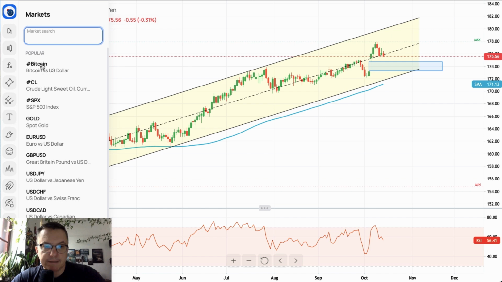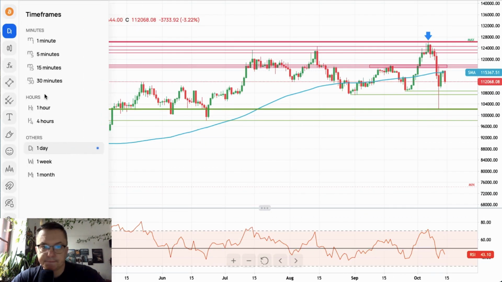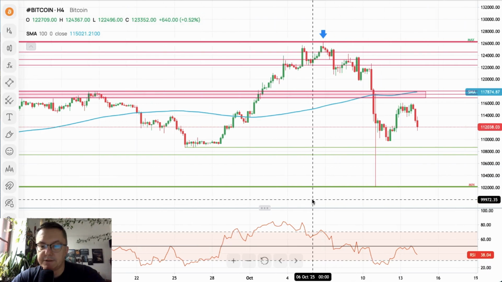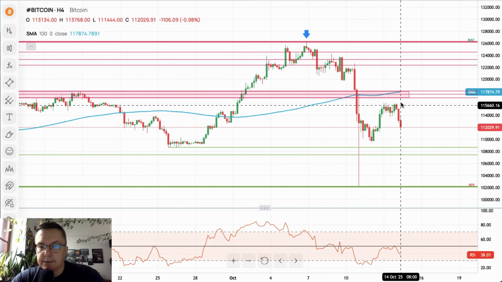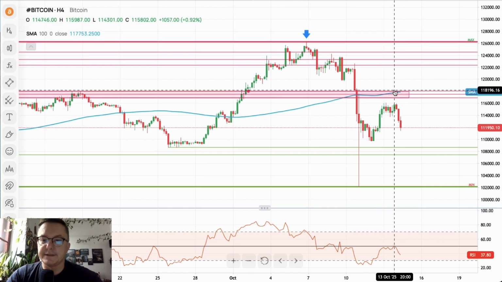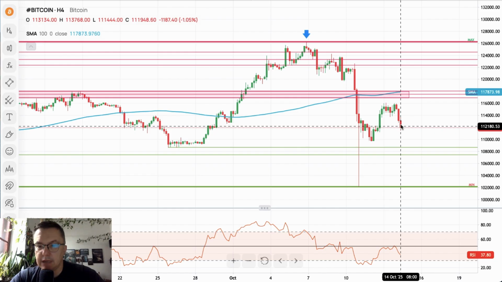And last but not least, let's take a look at the Bitcoin. Obviously, the Bitcoin keeps coming lower. I think that this movement to the downside has not been completed just yet, and now we didn't even try to test the supply zone and 100 periods moving average. The market rejected straight down.